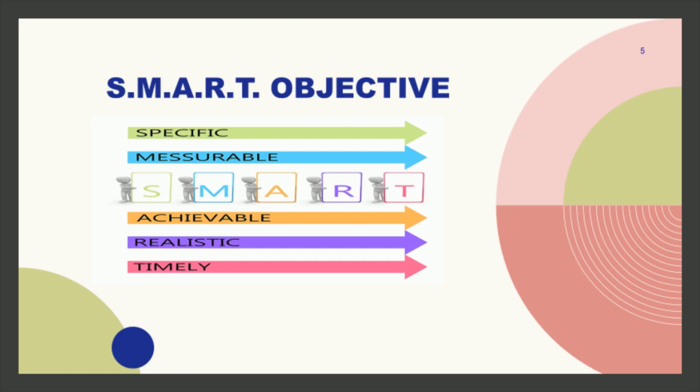Example: I want a better job. This is not an S in the SMART objectives that stand for specific. The statement is not specific of what kind of job I want. The statement must be like this: I want to start a career in marketing.